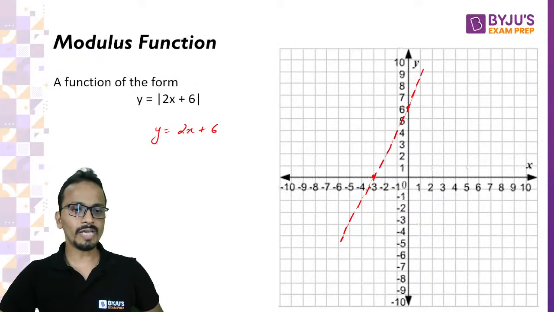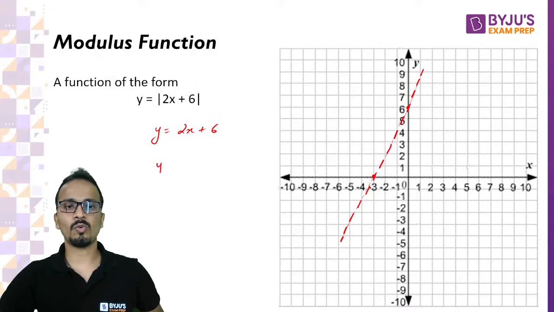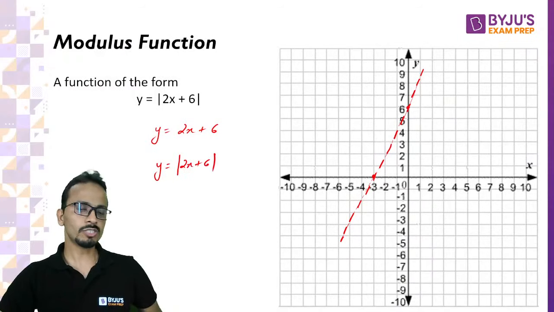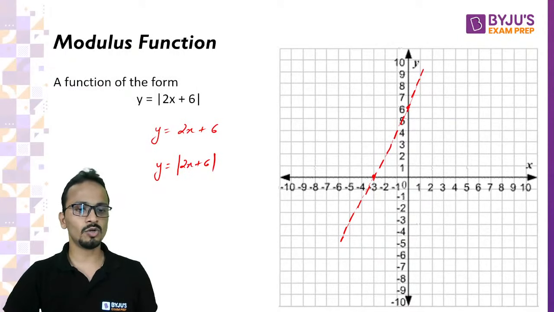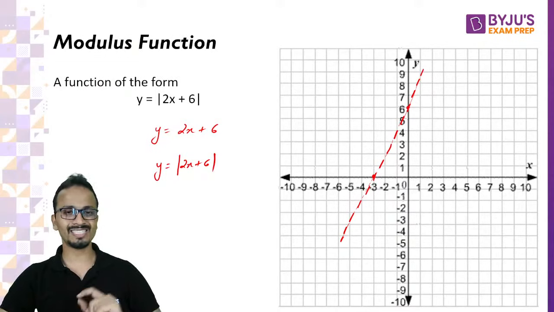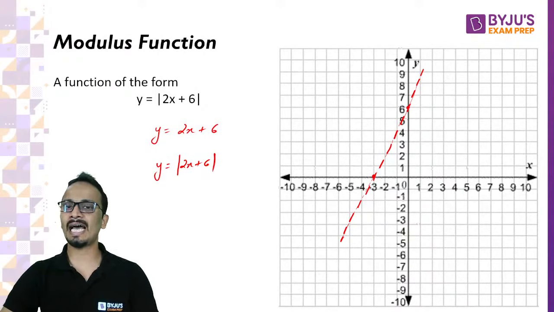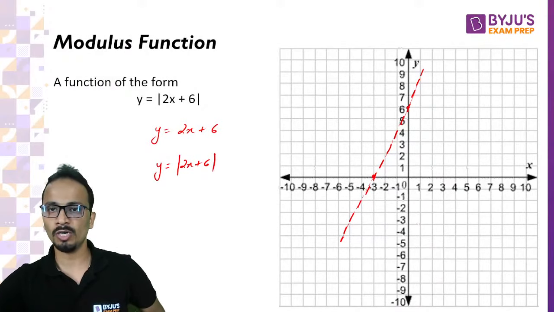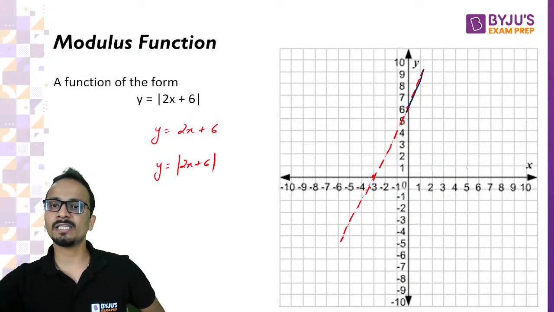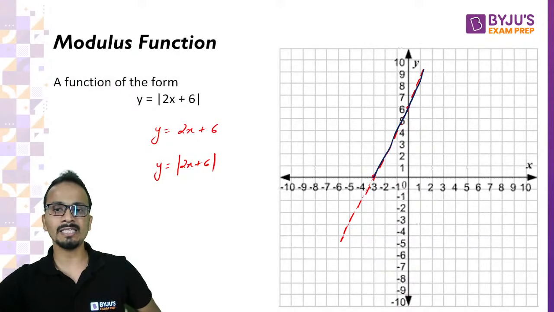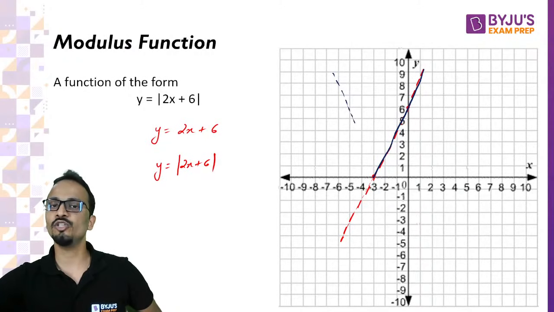Okay, now we have to plot the graph for y equal to modulus of 2x plus 6. Now since again I have applied modulus sign with the entire function, the same thing will happen. The portion of the graph which is below x-axis will be reflected and it will go above x-axis. So the portion which is above x-axis will remain as it is. So this will remain as it is, and the portion which is below x-axis will be reflected, and the new graph will be like this.